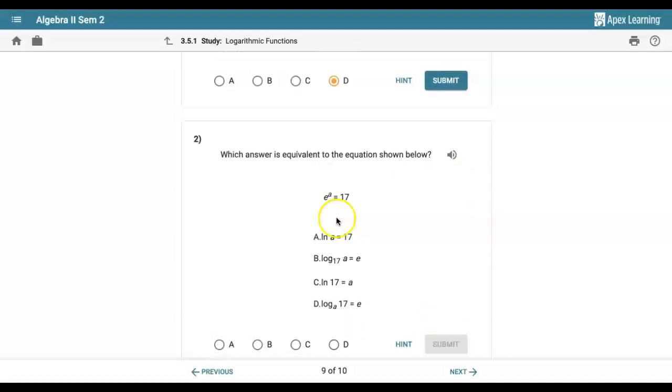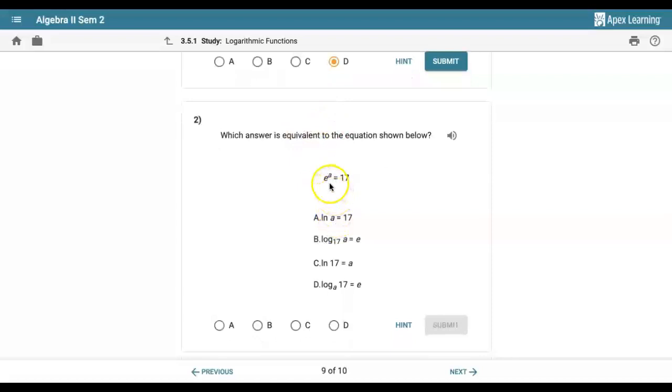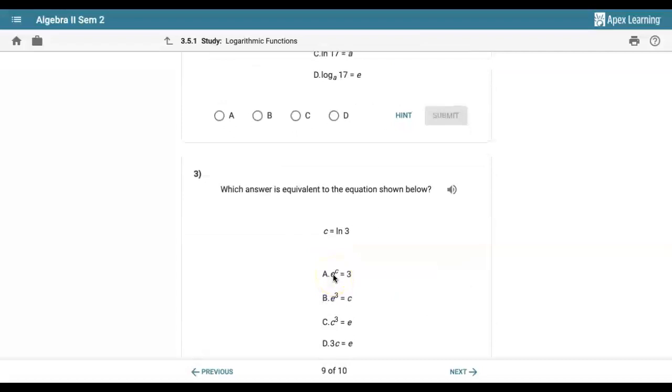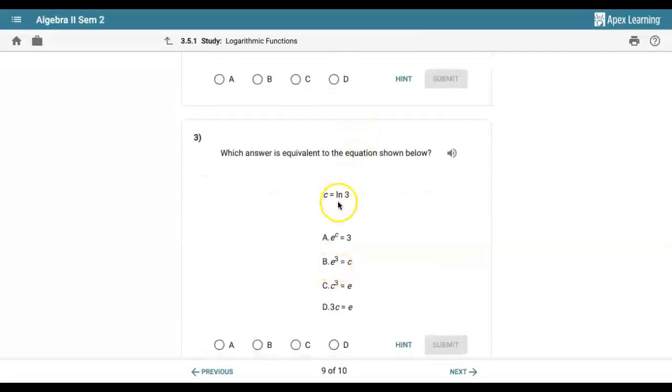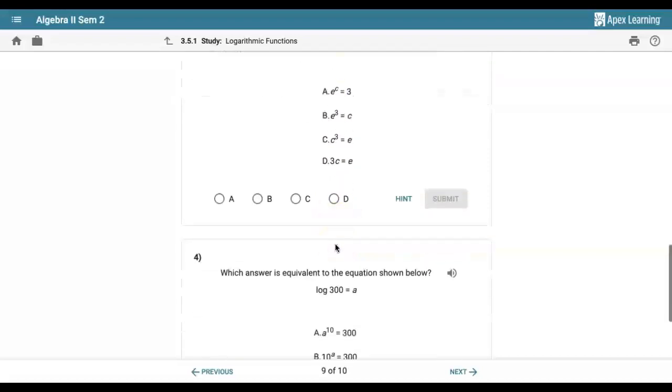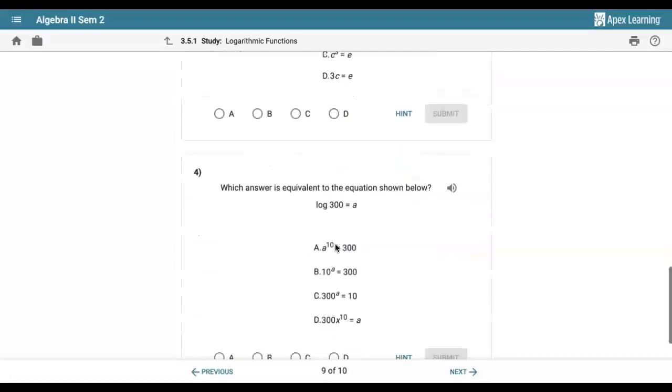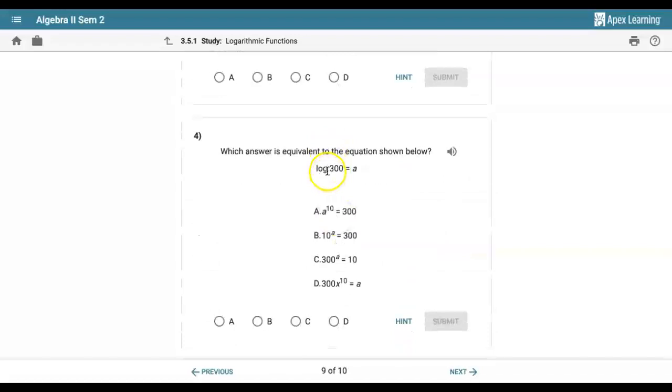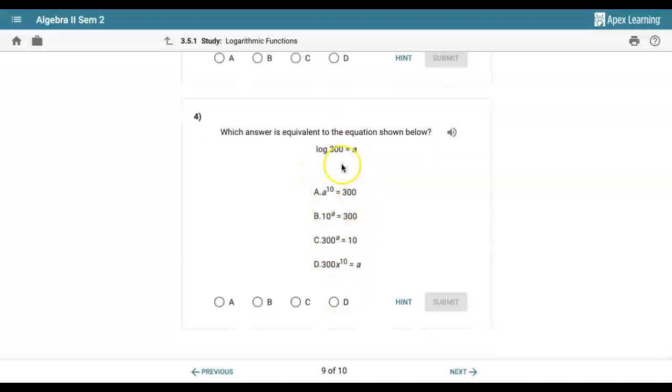I'll let you try this one, but again, this is using our log base e. Our log base e is natural log, so it's going to have this natural log or ln function there. If I have ln here, like I just told you, it's a base value of e, so your answer better be e to the power of something. Same thing here: this is log base 10 of 300. Since you don't see a base value there, you assume it is base 10.